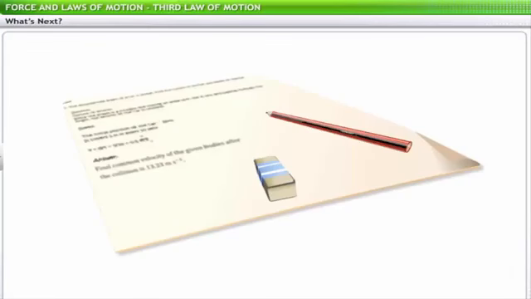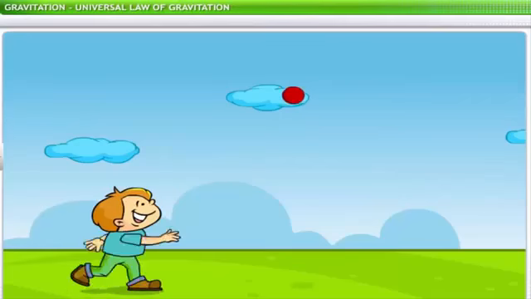The section Unsolved Problems provides you an opportunity to review a model problem based on the third law of motion. To revisit the key points covered in this lesson, please review the flashcard at the end of this lesson.